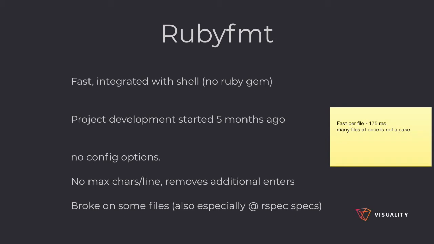We will see, and it is fast, integrated with a shell. There is no Ruby gem for that, so it feels like it's not matured yet. There are no config options, it just outputs the style which they enforce. No max chars per line, so this is not major. I don't think it's worth even using it now. They broke some files in RSpec and not only.